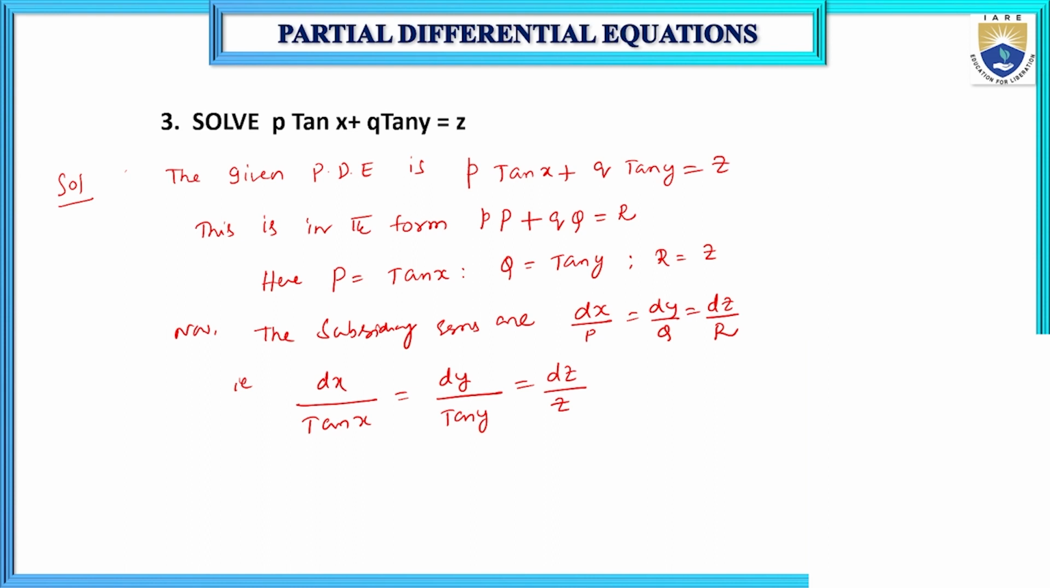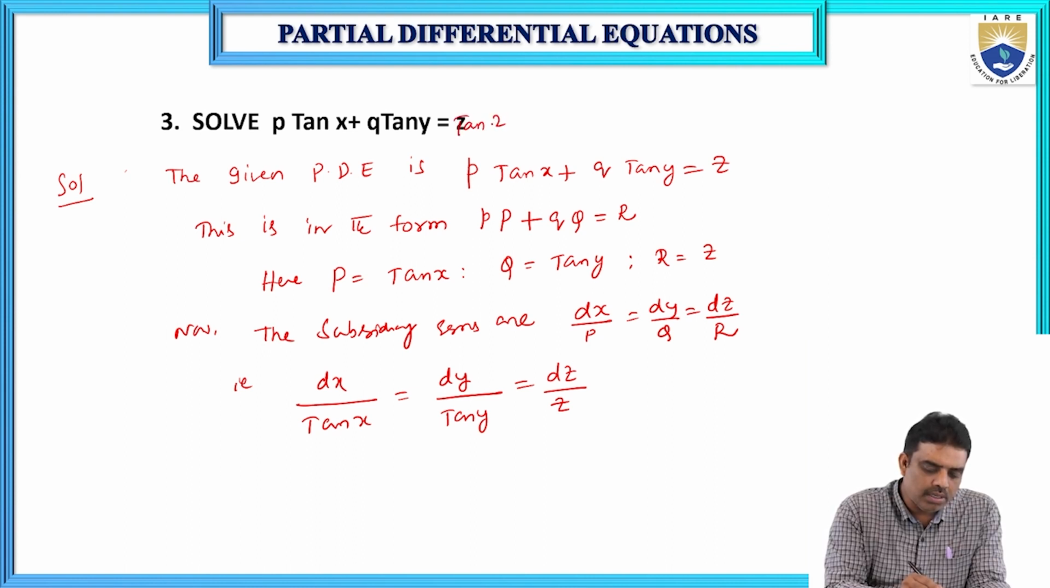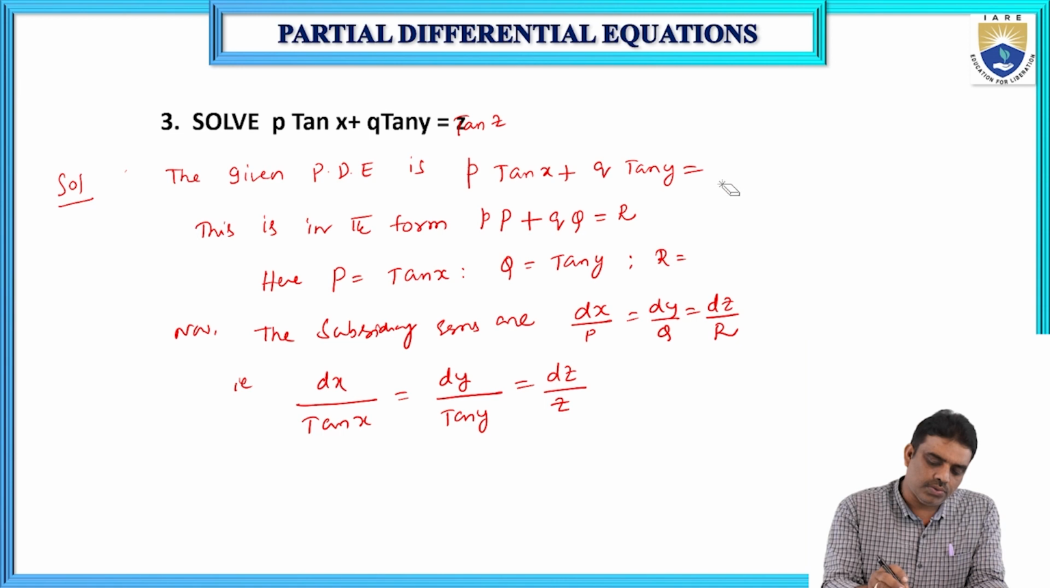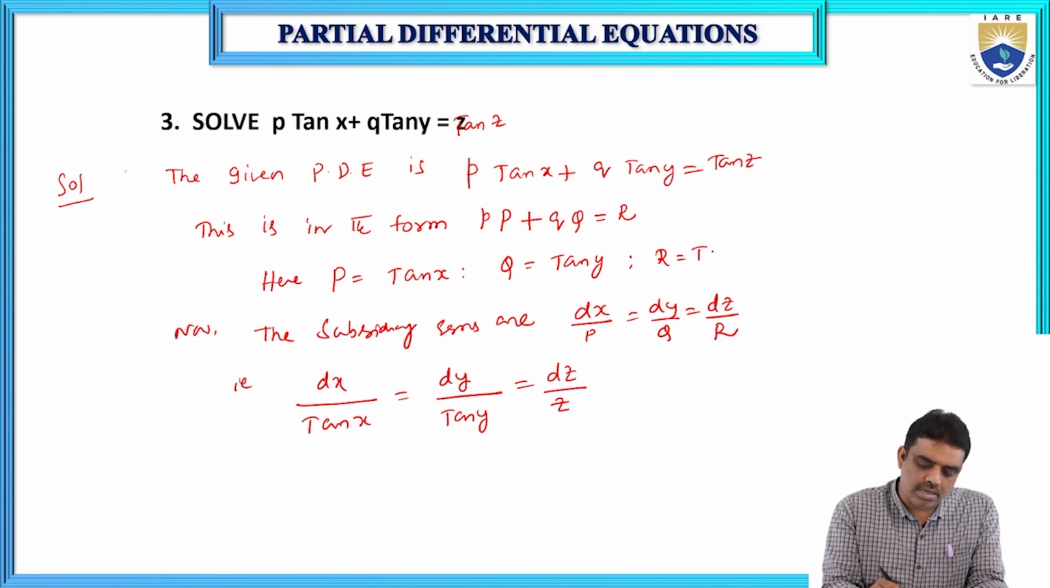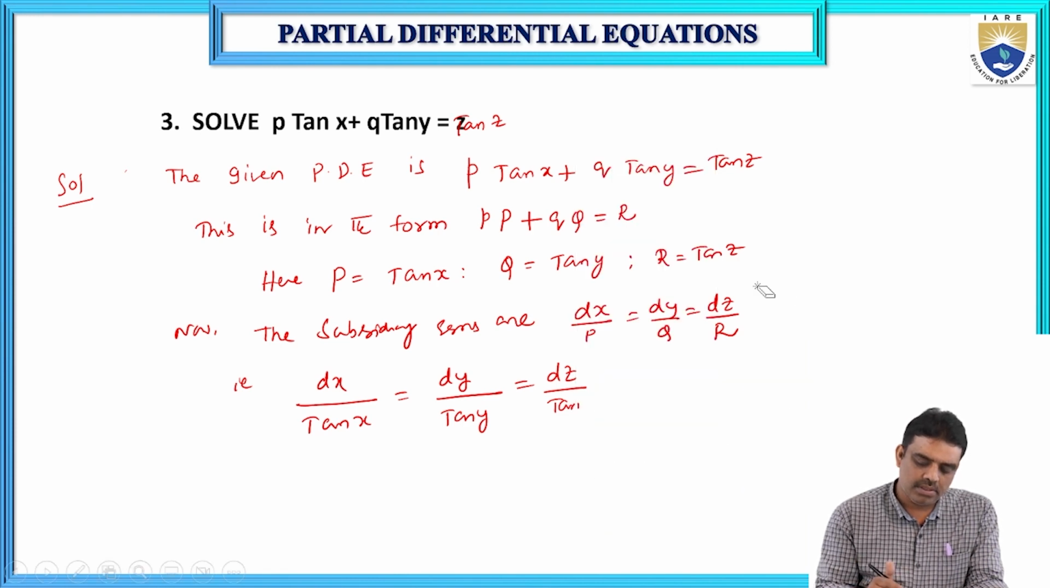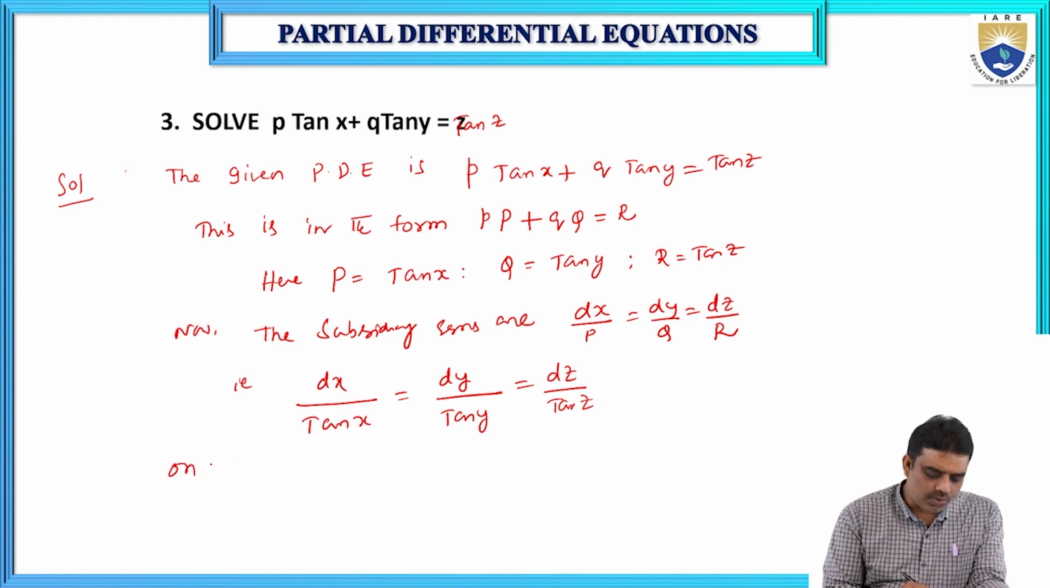So I think the right side also tan z. If there is a small doubt, this is tan z. So the right side also tan z, there is a r is equal to tan z. So dz by tan z.